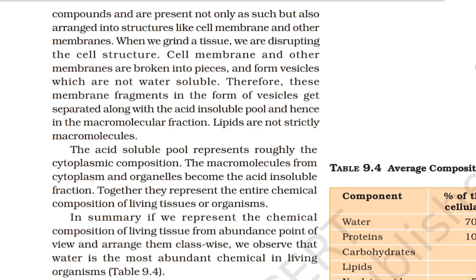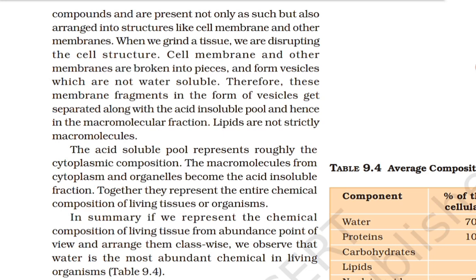Together they represent the entire chemical composition of living tissues or organisms. In summary, if we represent the chemical composition of living tissue from the abundance point of view and arrange them class-wise, we observe that water is the most abundant chemical in living organisms.